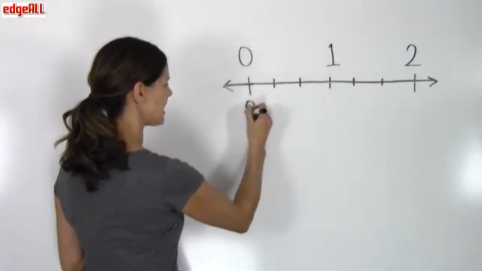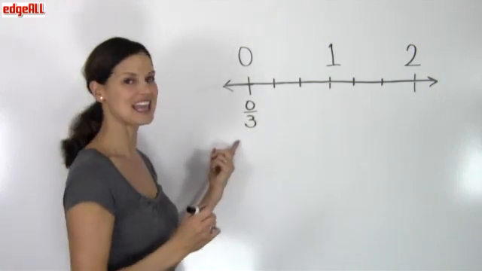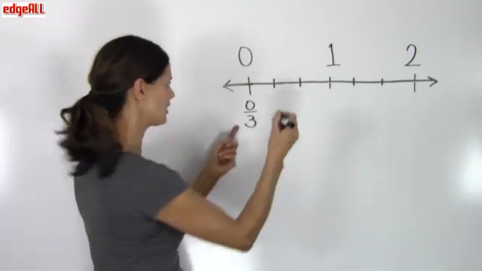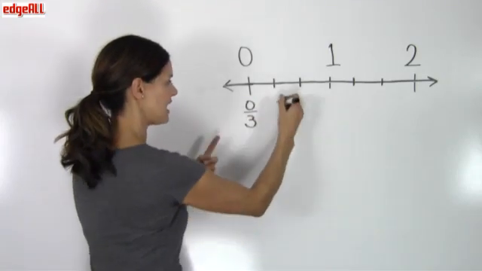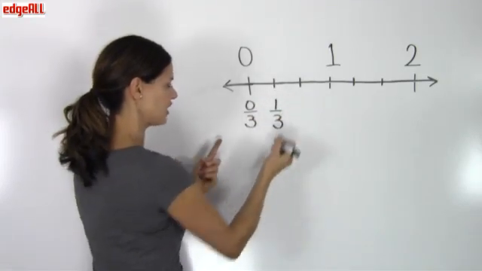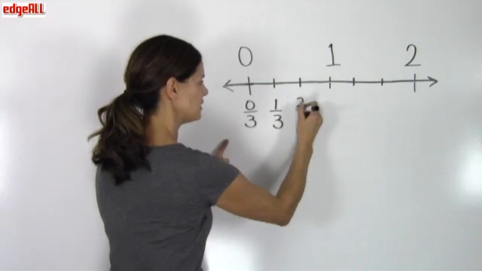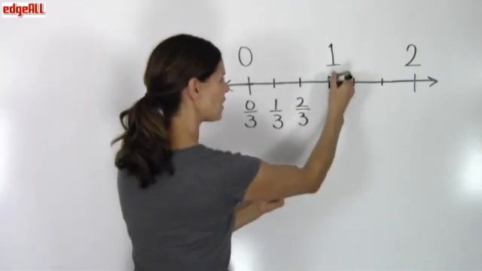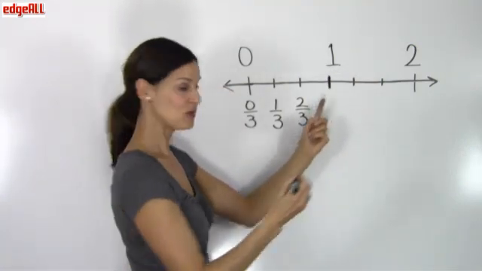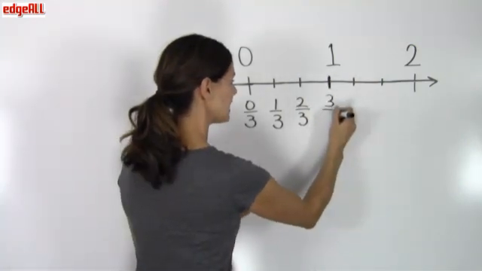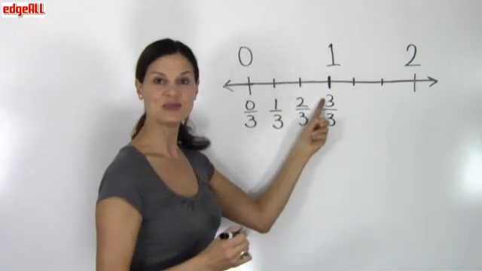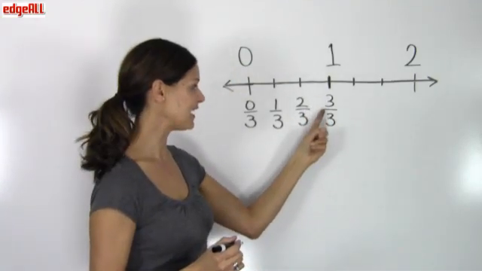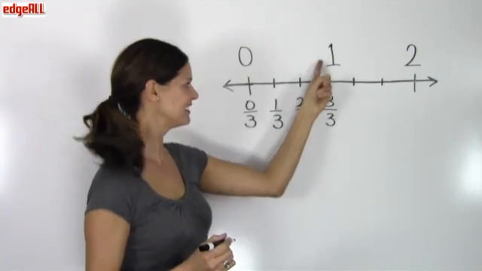0 still remains 0, even when we're looking at it as a fraction: 0 thirds, or 0 over 3. This mark here then would represent 1/3. Then 2/3. Remember, we're increasing from left to right, and here at the whole number 1, we're at 3/3. Remember that any number over itself equals 1, or 3 divided by 3 equals 1.